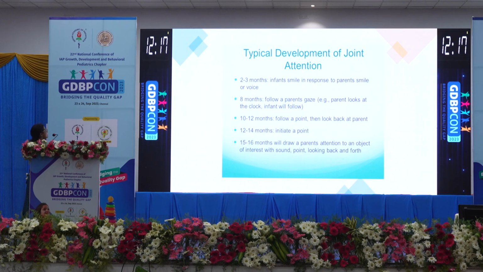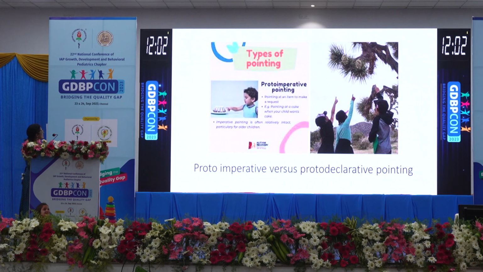In the first 2 to 3 months, the infant smiles in response to parents' smile. At 8 months, they're able to follow the parents' gaze. At 10 to 12 months, they're able to follow a point and look back. This is where the joint attention actually starts happening. And this is the pointing that we keep asking about sometimes.